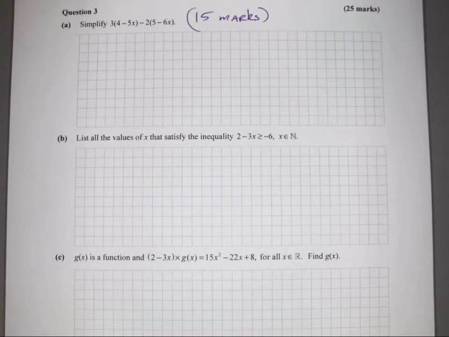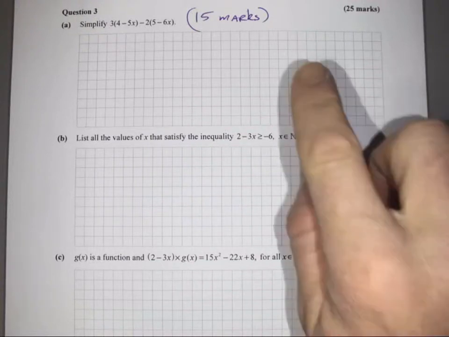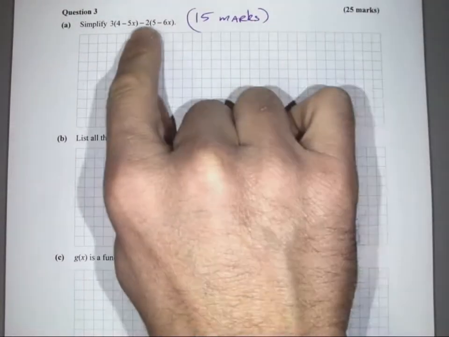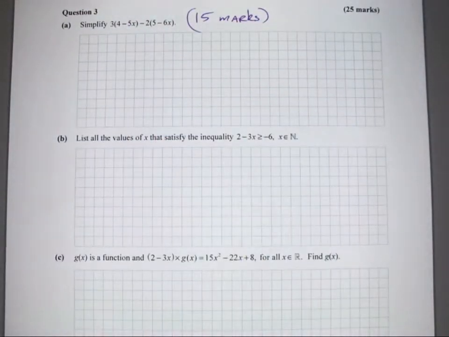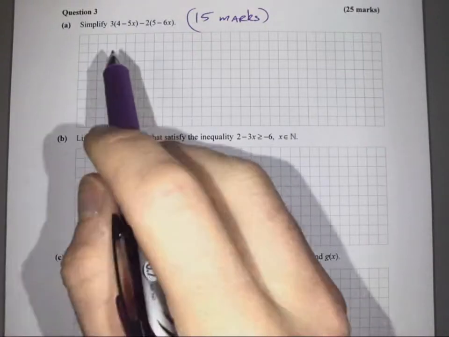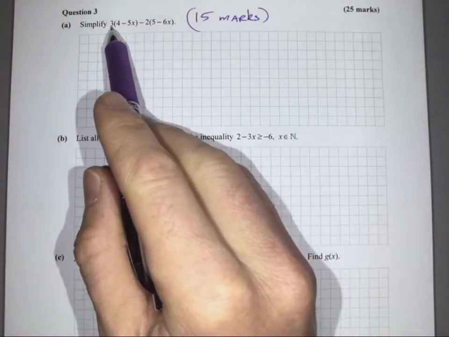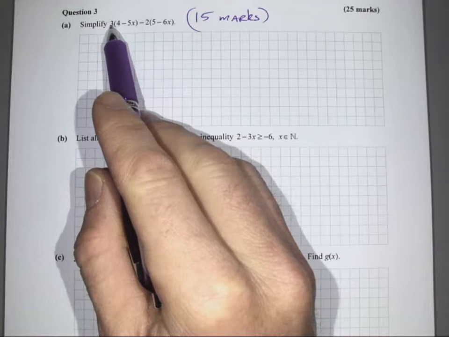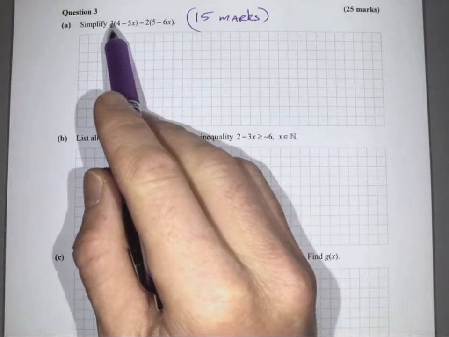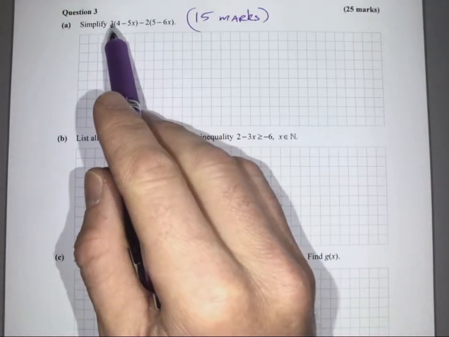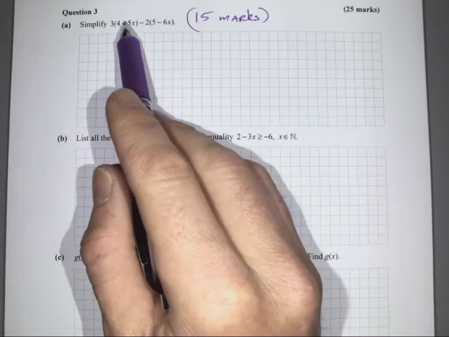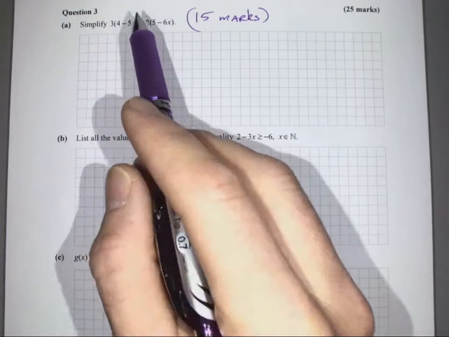Question 3, part A. As you can see, 15 marks out of 25 going for part A. So let's do it. Just looking here, this 3 means we want to multiply, to simplify this, we multiply the 3 by the 4, then we multiply the 3 by the second item, which is minus 5x.